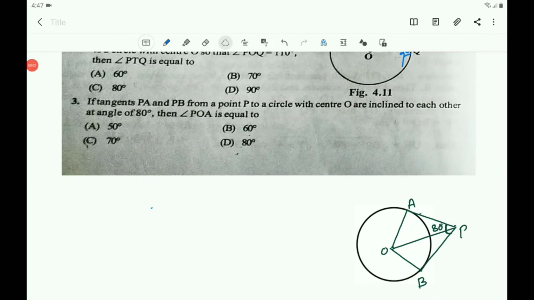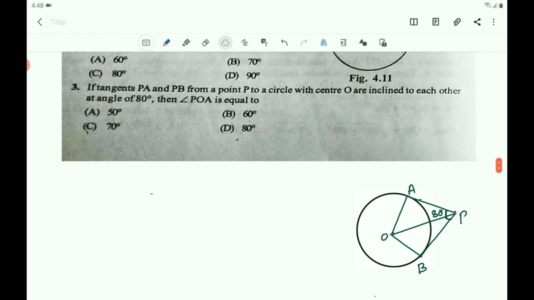Now you take the third question. If tangents PA and PB from a point P to a circle with center O are inclined to each other at an angle of 80 degree, then angle POA is equal to, the four options are here: A 50 degree, B 60 degree, C 70 degree, D 80 degree.